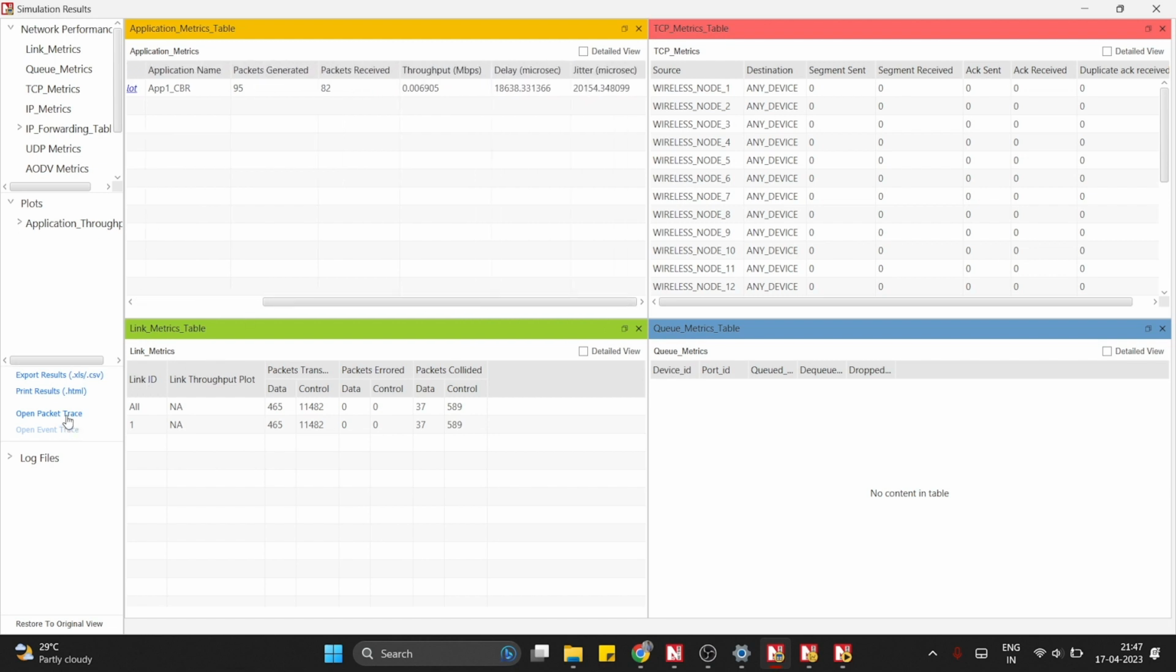And we also have the print result and the open packet trace, which help us to identify any root causes for the issues which may arise in the future. And also, the Excel file will be generated for each simulation which we do.